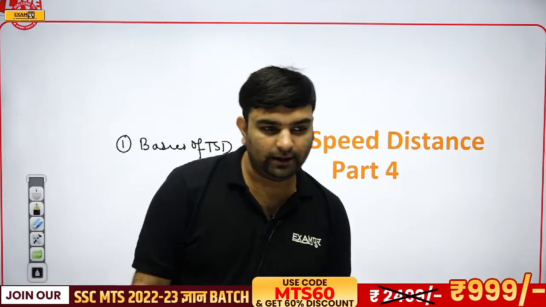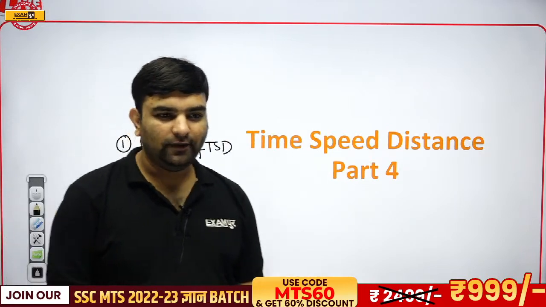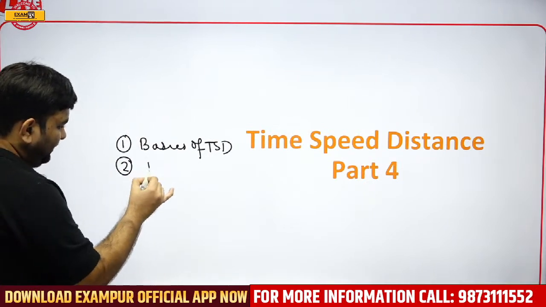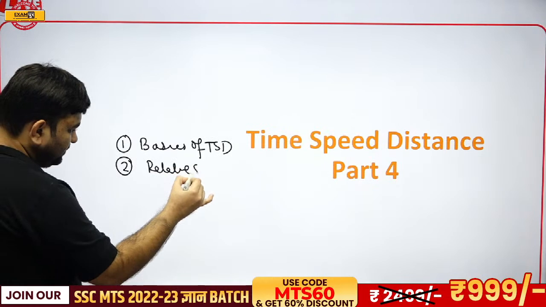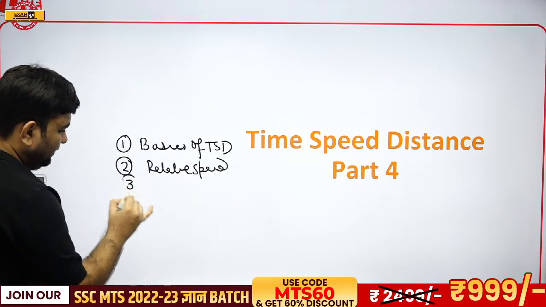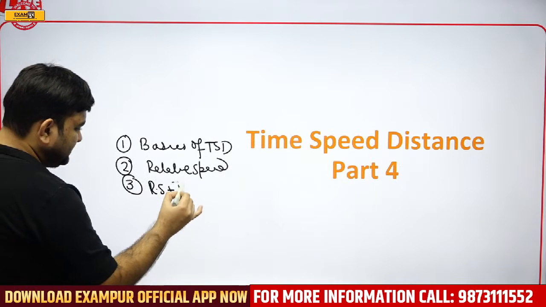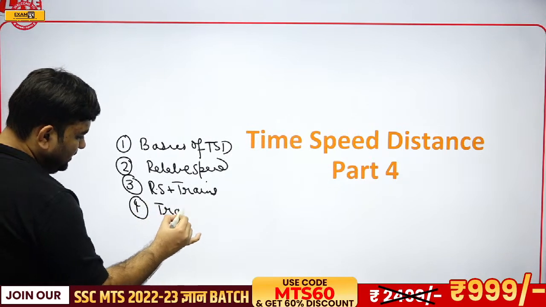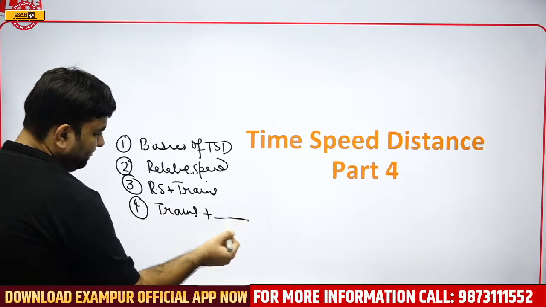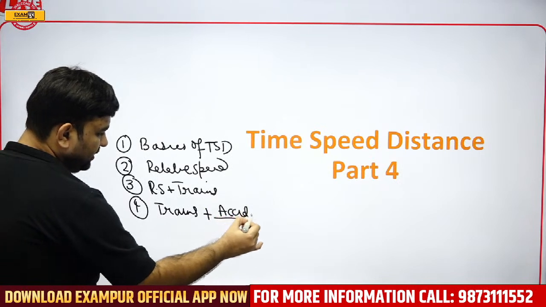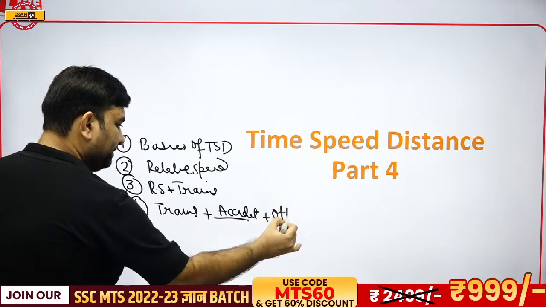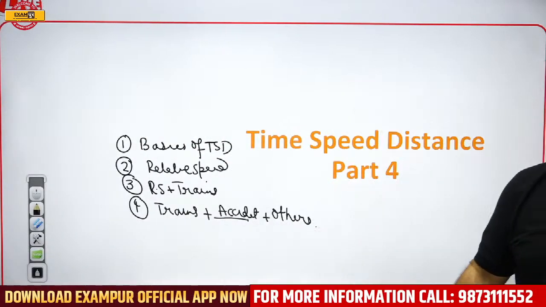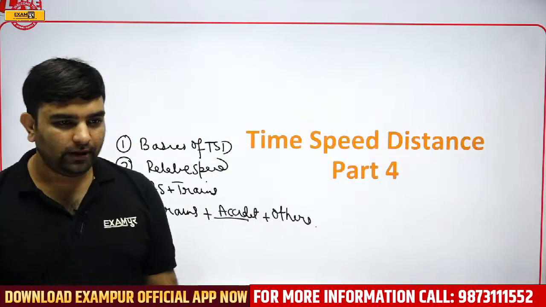I will make sure that the TSD is finished before Diwali. Second, we began with the relative speed. In the third session, we did relative speed plus trains. In the fourth session, we are going to do the trains, accident based, and the others. So this is the plan for today.